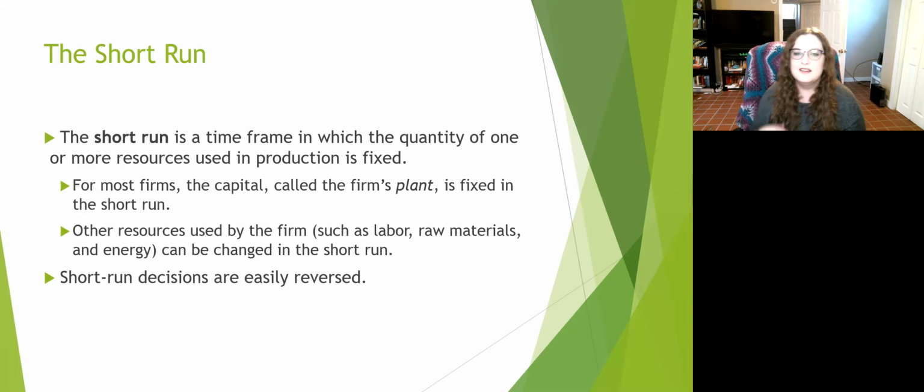Okay, so in the short run, something's fixed. We can make some decisions, and these decisions tend to be easily reversed. Do I call in another worker? I can easily reverse that. I can send them home. Do I send home a worker? I can easily reverse that. I can call them back in, right? In the short run, these are relatively reversible decisions that don't tend to make or break the firm.